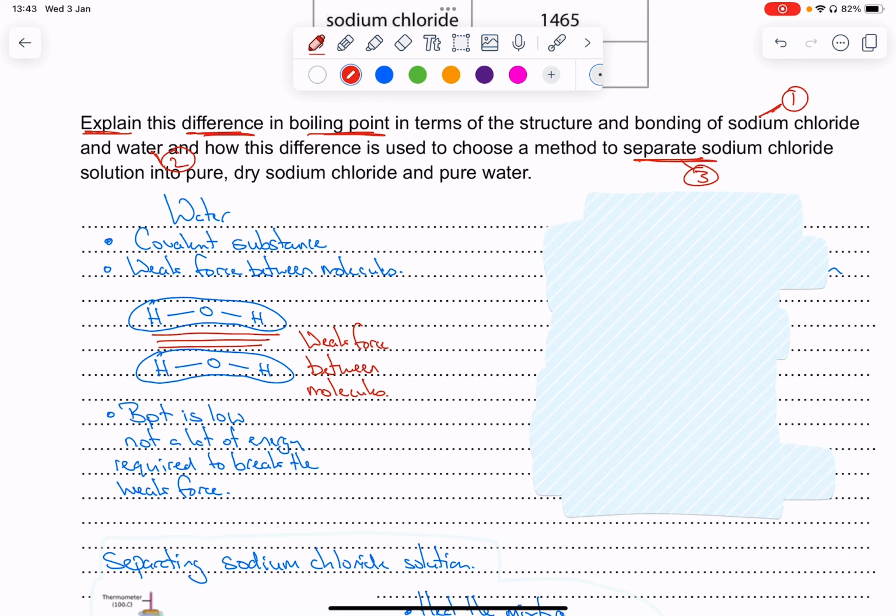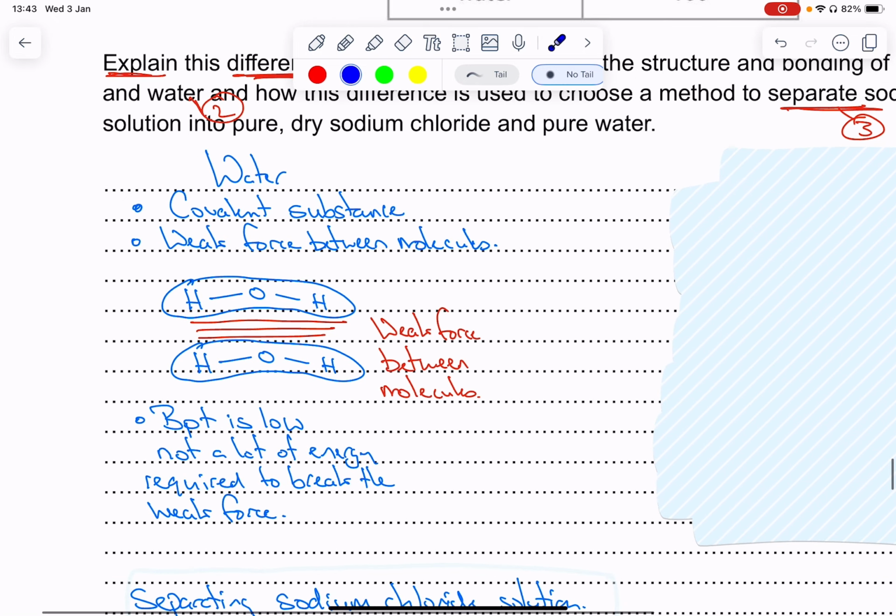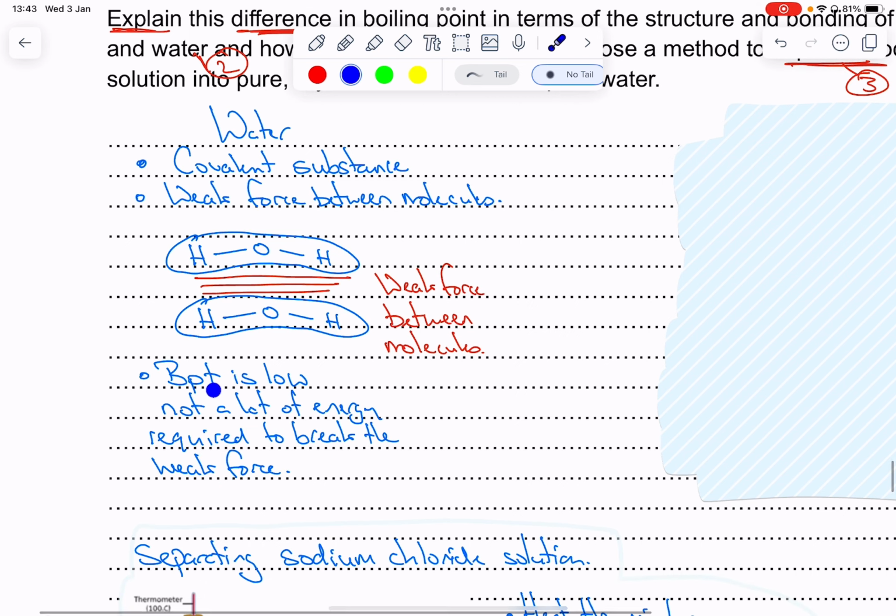Okay, so let's go through the information and I'll show you the points that need to be covered for this. So first of all, I'm going to deal with water. Water is a covalent substance, and that means there are weak forces between the molecules. This is the picture I would draw. So there's my water molecule, and there's another water molecule with the covalent bonds in. And then here are the weak forces between the molecules. And what I would then say is that the boiling point is low because not a lot of energy is required to break the weak force. So to break this force and pull these two apart, we don't need a lot of energy supplied.